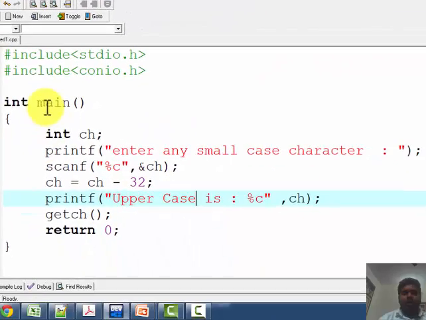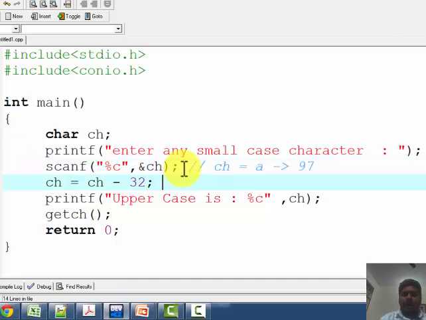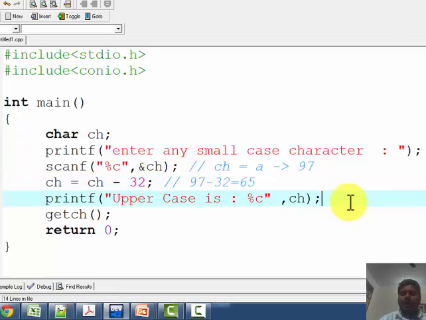So what is the program? Char ch, we have taken a character, and given a message to the user to enter any small case character. Through scanf we enter the character. Suppose the user enters small a, the ASCII code of small a is 97, and after the step ch is equal to ch minus 32, that is 97 minus 32, which gives us 65, and the corresponding character of 65 is capital A. We get capital A as output. The same will happen in the case of small b, small c and so on. We will get capital case as output.